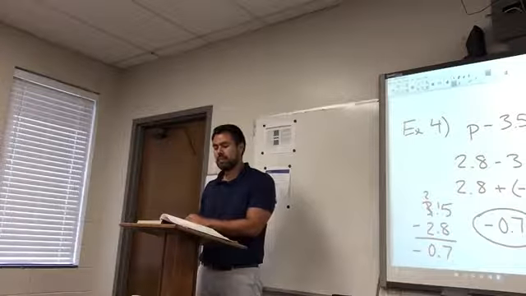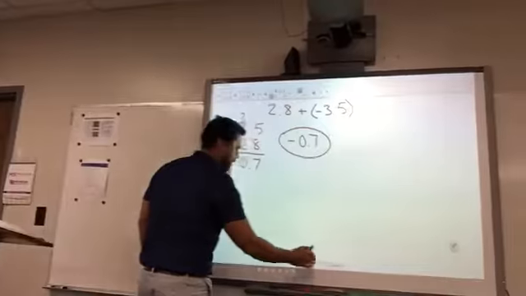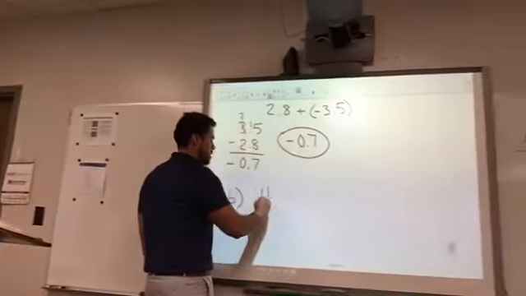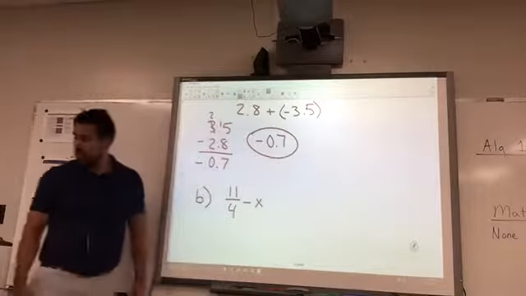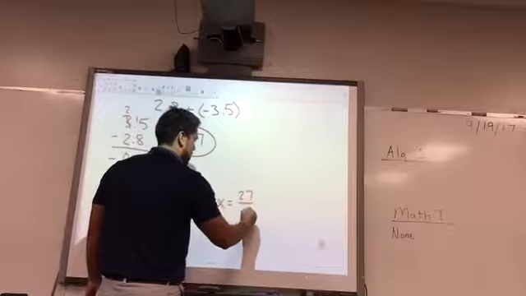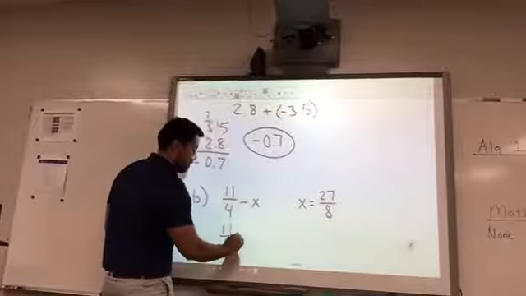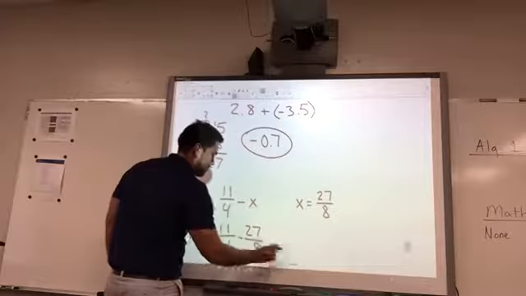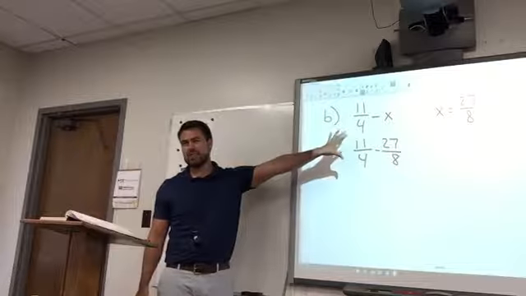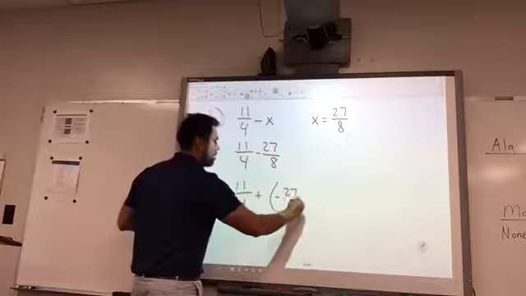And then you would do the same thing with example 4b. I'm just going to write the problem. I'll have you work it out. Evaluate 11/4 minus x if x equals 27/8. Okay, so all you have to do is substitute it in. 11/4 minus 27/8. So I'm looking at that, and I'm saying, okay, I can change it to addition. I've done that before. That's hopefully no problem.